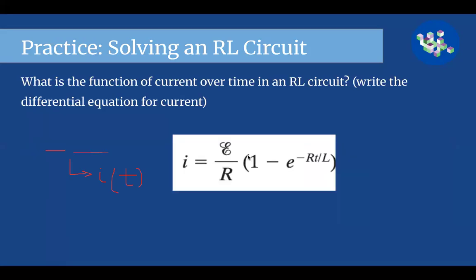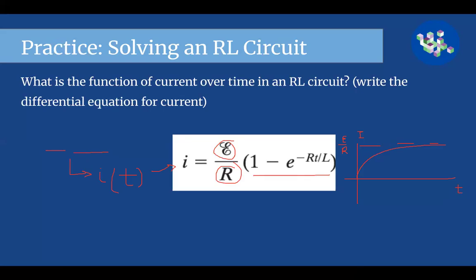Yeah, next slide. So you're going to get that I(t) equals epsilon over R times (1 minus e to the negative Rt over L). And this is very similar to the decaying functions we had for an RC circuit. If you graphed this, it would be like this. Your asymptote would be at epsilon over R. So this is I as a function of time.